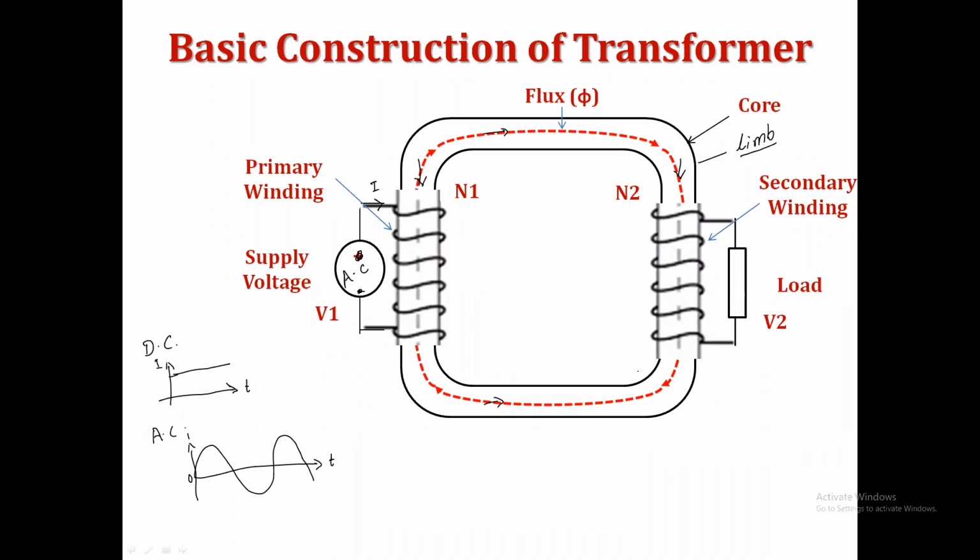Now, if the AC supply is connected to the primary winding, due to this AC supply, alternating current is flowing through the primary winding, and when the alternating current flows through the primary winding, can I say that alternating flux will be produced by this alternating current in the core of the material? Do you agree with my statement? Yes or no? Yes, sir.